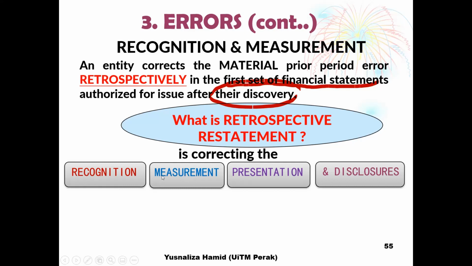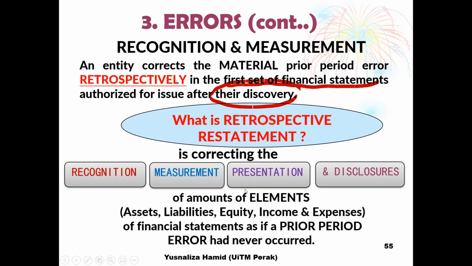The correction to the measurement: you have wrongly measured the amount or wrongly used the measurement basis, and you need to do the restatement by correcting it retrospectively. Presentation, where you incorrectly present them in the financial statements, and disclosure, wrong or improper disclosure. Of what? Of amounts of elements of the financial statements, namely assets, liabilities, equity, income, and expenses.